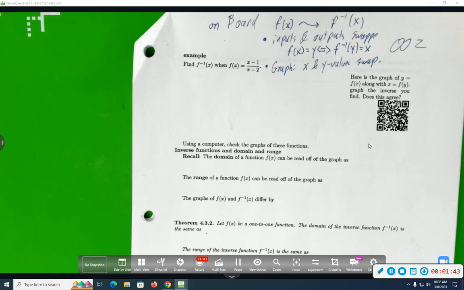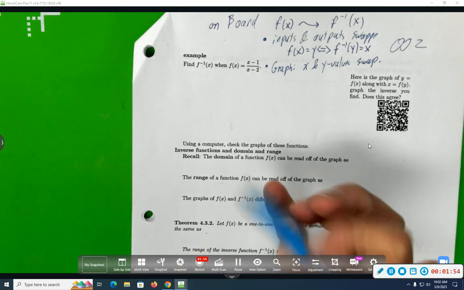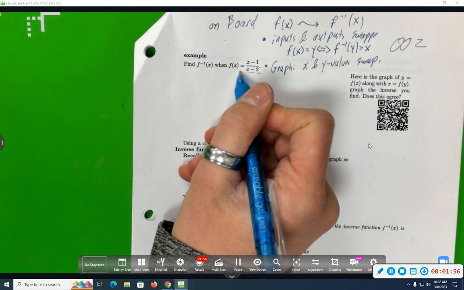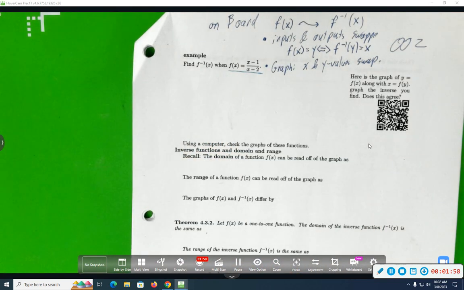So there's a 2-minute summary of what happened last time. Let's see all of those things in practice for one particular function. Here is a function, f of x equals x minus 1 divided by x minus 2. If you wanted to find the inverse to this function, what equation do you need to solve?